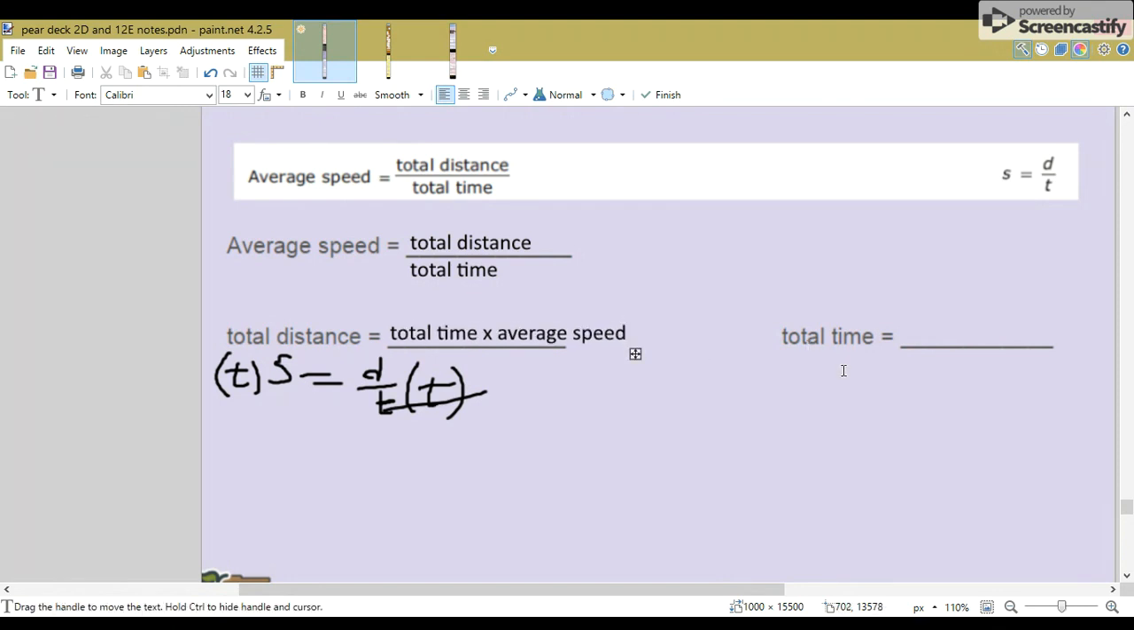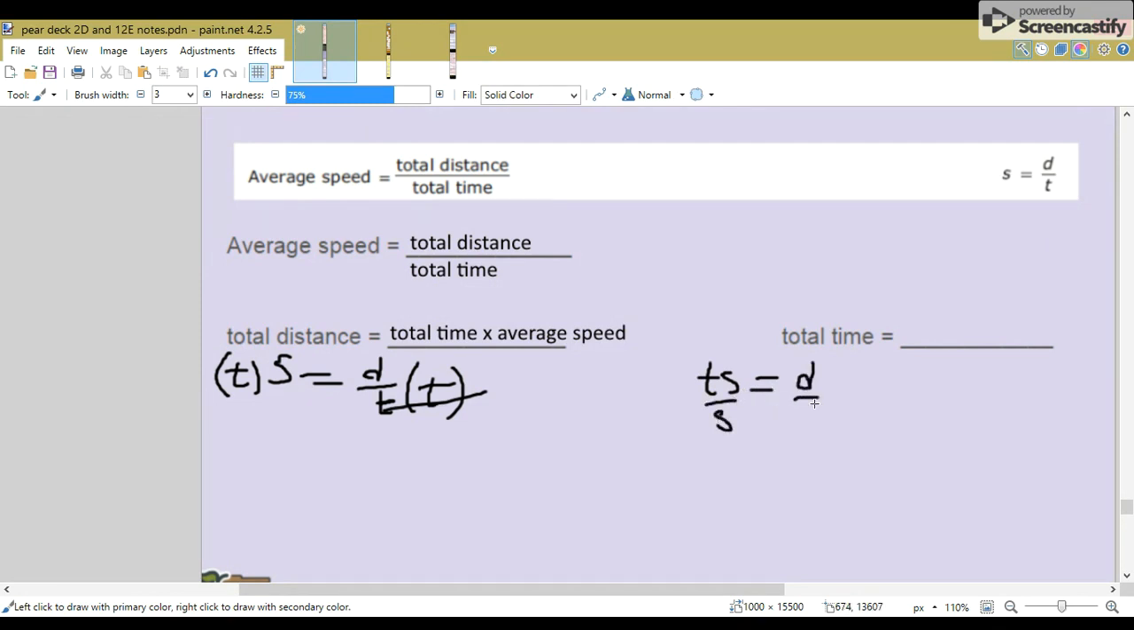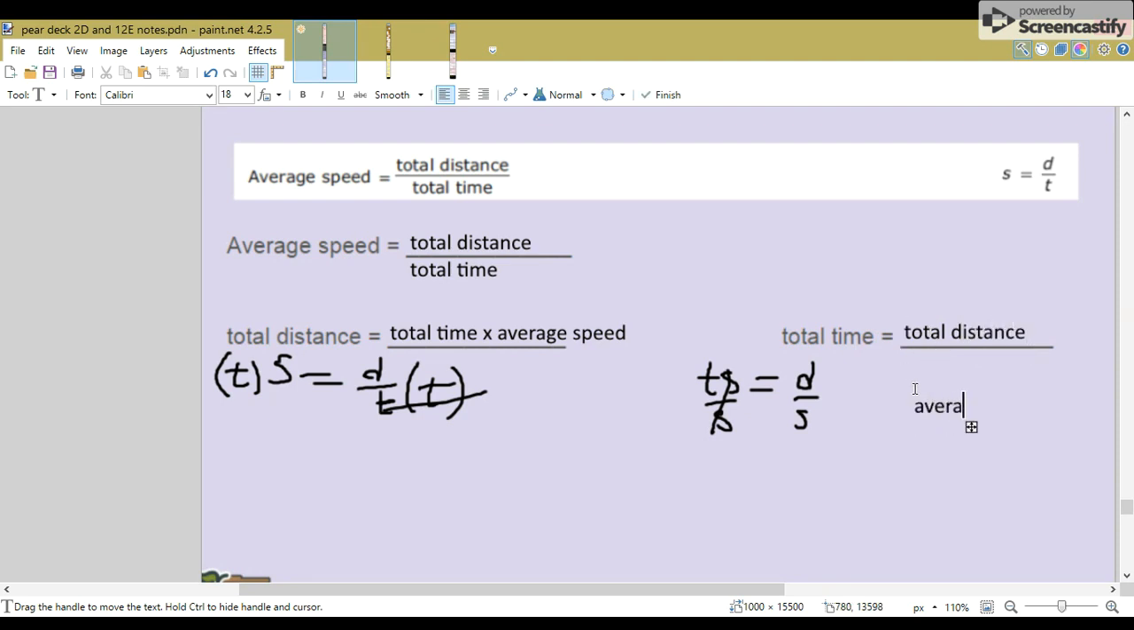Okay, now let's find the equation for the total time. So we have t times s equals d. To get the t by itself, we would divide each term by s. So t equals d over s. So total time is the total distance divided by the average speed.